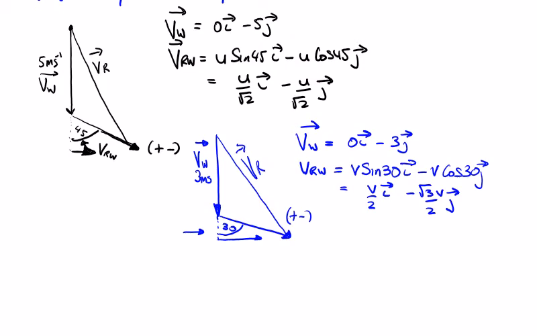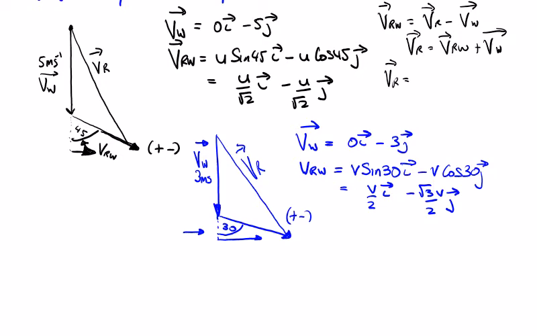So let's look at the velocity of rain in each case. The velocity of the rain relative to the woman is the velocity of the rain minus the velocity of the woman. So the velocity of the rain is equal to, we're going to add these two together, the velocity of rain relative to 1 plus the velocity of the woman. So the velocity of the rain in black is these two added together.